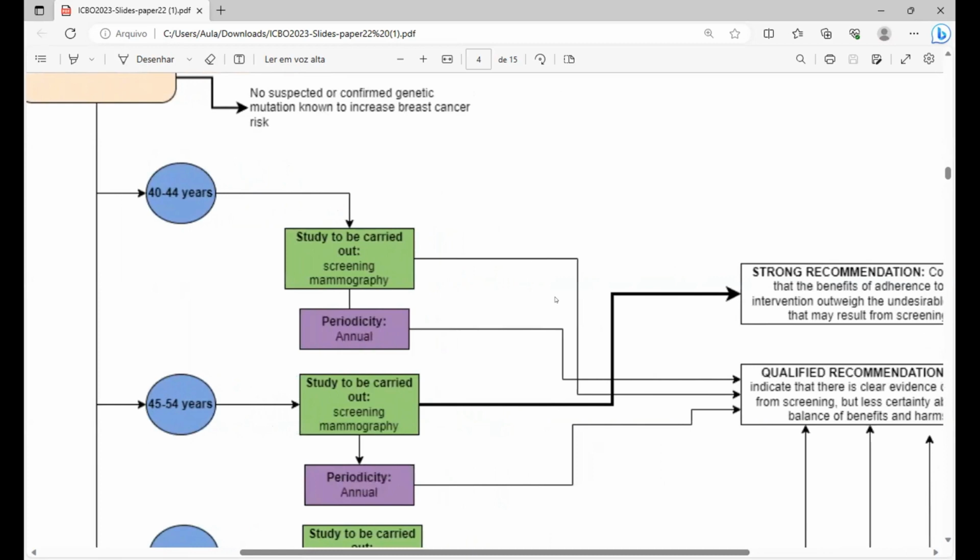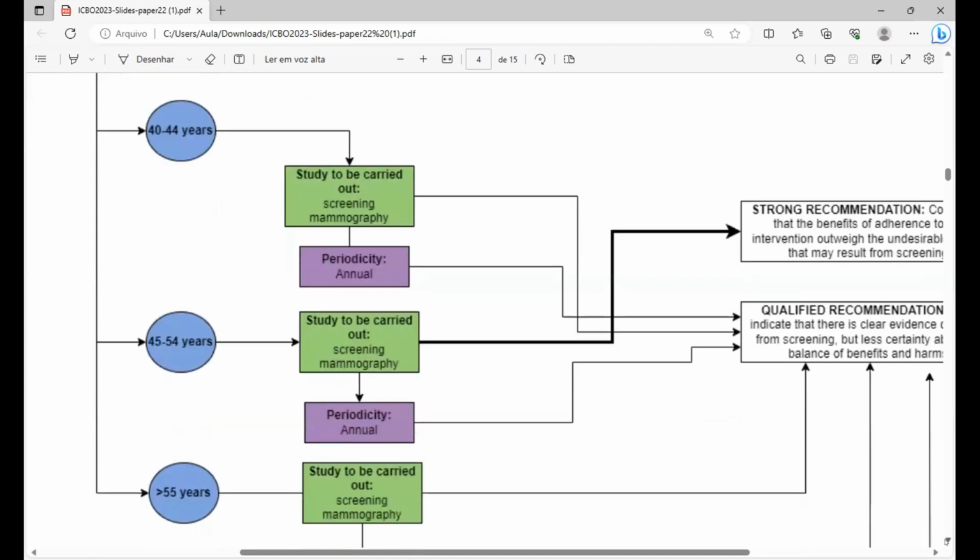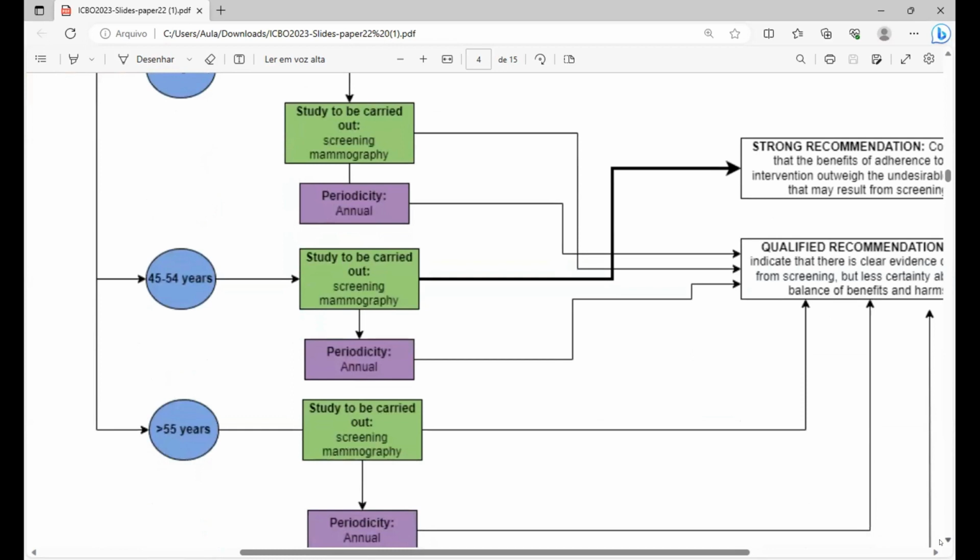For women between 45 and 54 years, the guidelines recommend a mammogram. This is a strong recommendation, with an annual periodicity. For women 55 years and older, it is recommended to perform a mammogram every year, with the option of performing it every 2 years. Both are qualified recommendations.